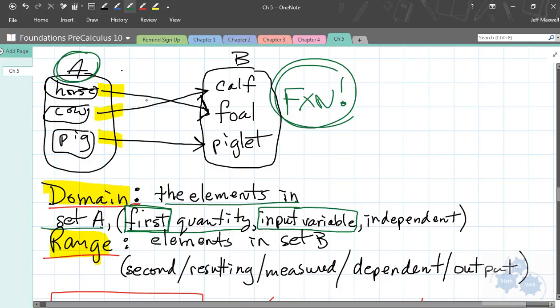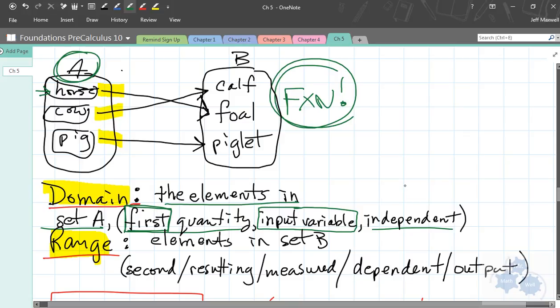Notice how the arrows go from left to right. So you start with an element in A, and you have some other variable that's associated with it. So this is what you start with. It's the independent variable, another way of putting it. It's the input variable into the relation, the domain.